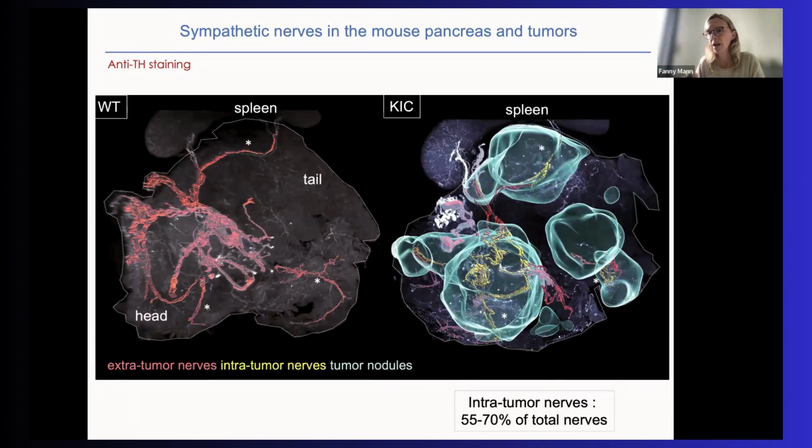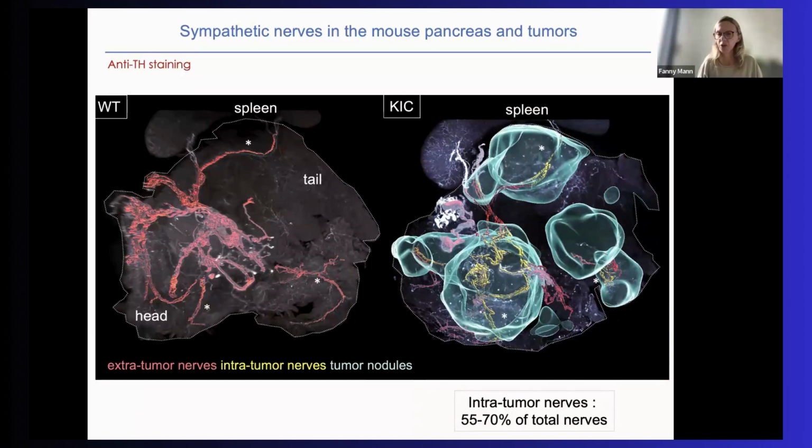In the KIC mouse, the tumor nodules have been segmented and reconstructed in blue. The sympathetic nerves located inside the tumor nodules have been colored in yellow, and the sympathetic nerves outside the tumors are shown in red. Consistent with what has been shown already in human samples, we have found a higher proportion of sympathetic nerves within the tumor nodules in the KIC mouse models.